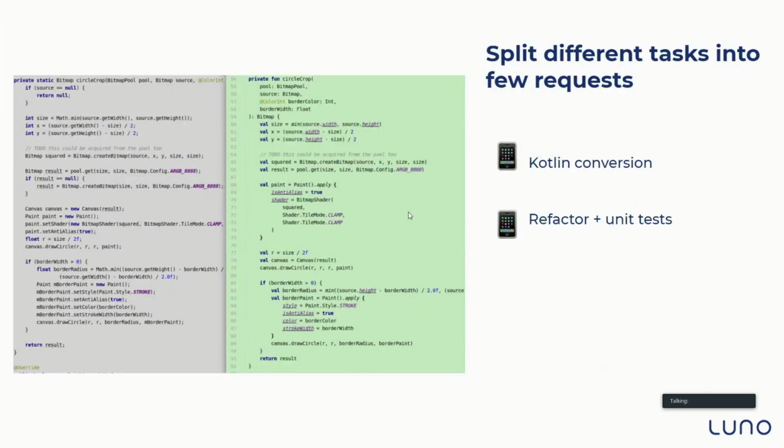Try to split different tasks into few requests. Kotlin conversion shouldn't be combined with refactoring. This will allow the reviewer to easily find out if something is missed. Take a look at an example. Comparing line by line will allow us to mention if something is missed or something is broken. But after refactoring, it will be complicated. But refactoring can be combined with creating unit tests, or Kotlin conversion of a fragment with conversion of a view model.